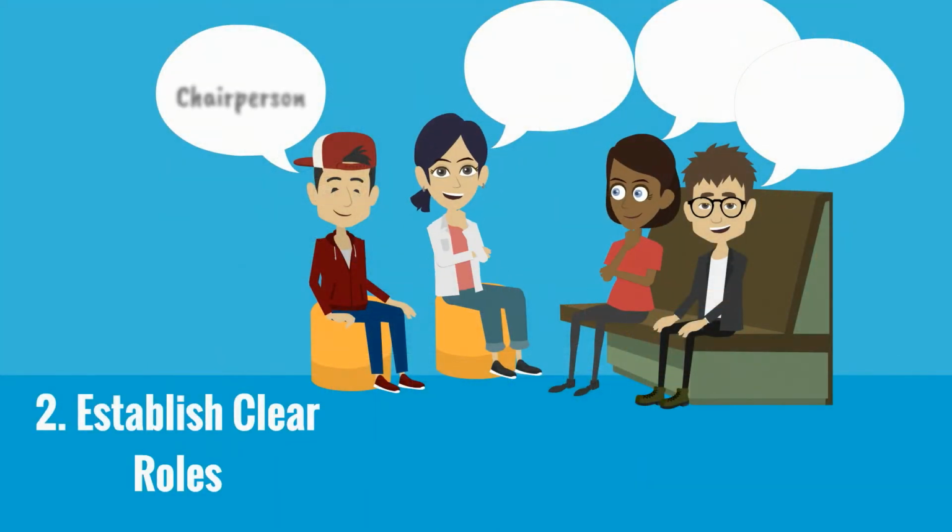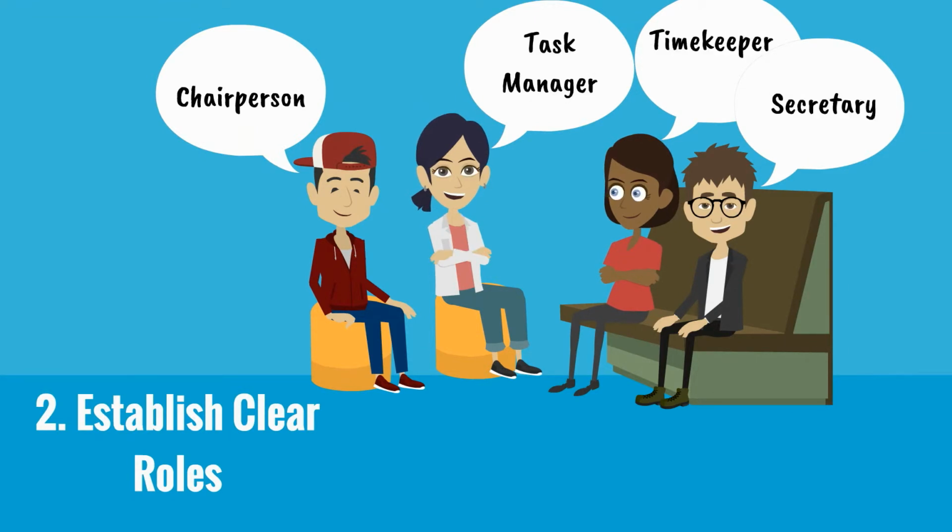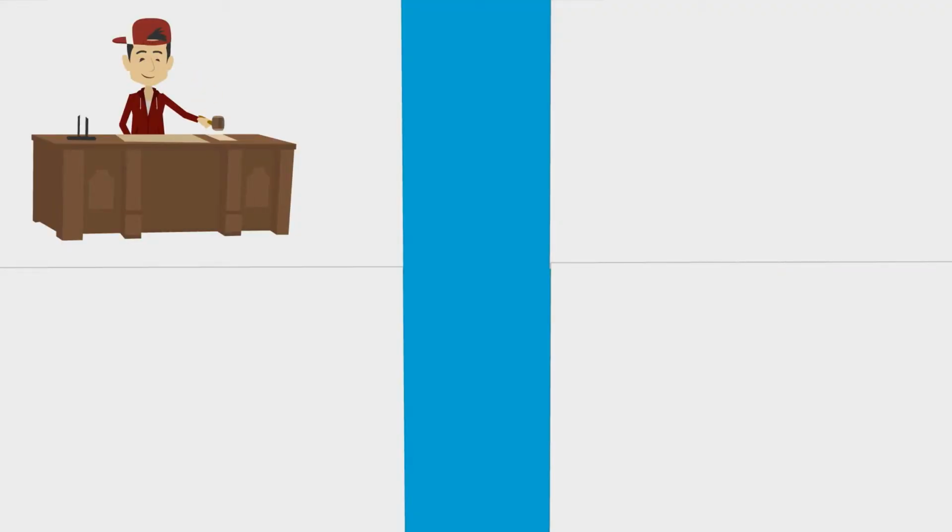After introducing yourselves, it is important to establish clear roles within your group. Consider the needs of the group for what roles you may need. You may want a chairperson, a task manager, a timekeeper, or a secretary. A chairperson is in charge of making sure everything is covered during meetings and that everyone has a chance to speak. They need to be focused and organized, but also need to be comfortable in directing the group.